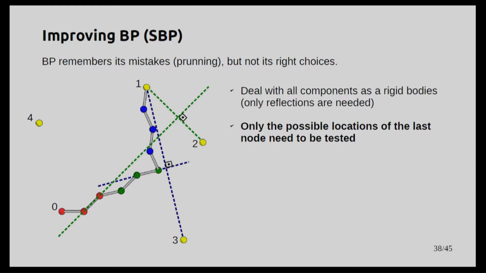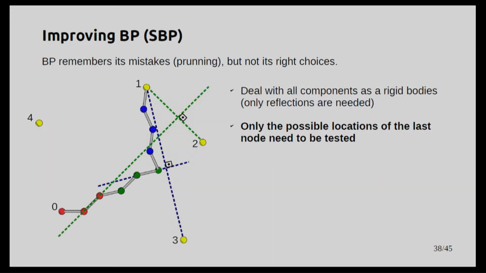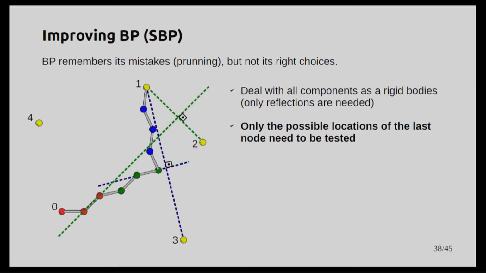So I look at this distance from 2 to 0. If it is not right, I apply another reflection, let's say the blue one, and it ends up here. And then I look at the distance between 0 and 4. Oh, it's not right, then I apply another reflection here. So all reflections need to be applied only to the last point, not the structure. So instead of the size of components, the cost would actually be 1. So we went from 2 to the power of the size of the component to cost 1.